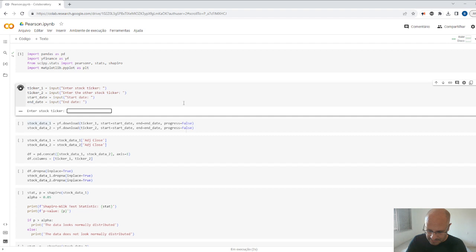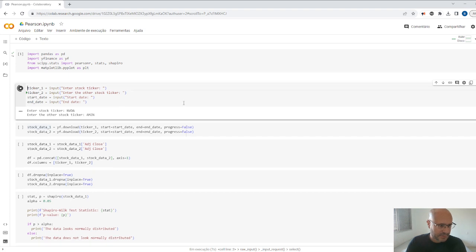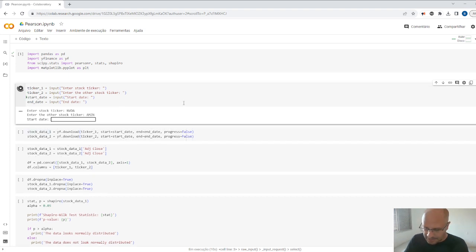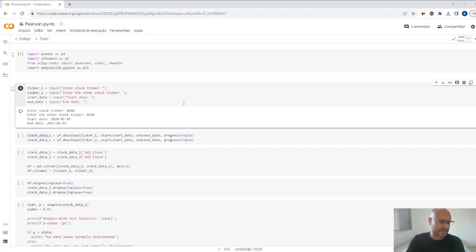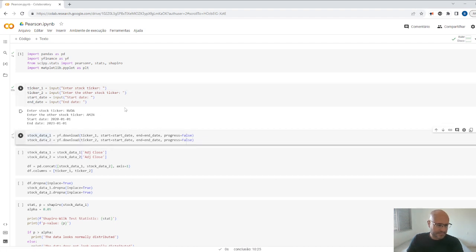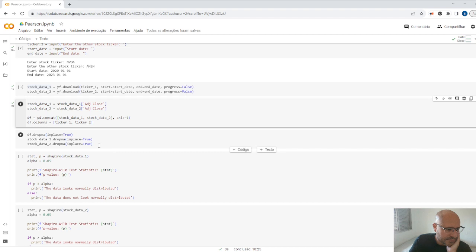First, the stocks. Let's use NVIDIA and Amazon. Okay. Let's set the start date to 2020 to 2023. Let's download the data. Okay, so now let's just select the adjusted close column. Now let's drop the NaNs.